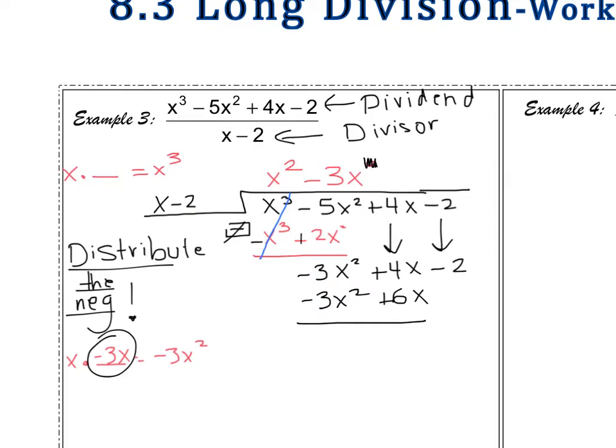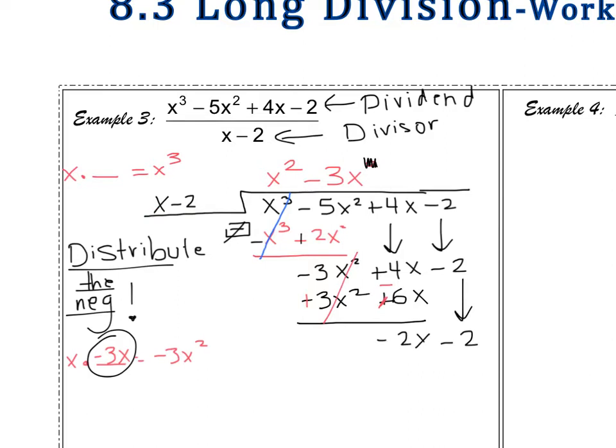Now draw a line, and remember you have to subtract, so change the sign. The negative becomes positive and the positive becomes a negative. So don't forget to distribute the negative for every single step after you multiply. Because negative 3x squared and plus 3x squared, they will cancel out. Now plus 4 minus 6, that's a negative 2x, and then you move the negative 2 down. And you go ahead and do the same steps again.